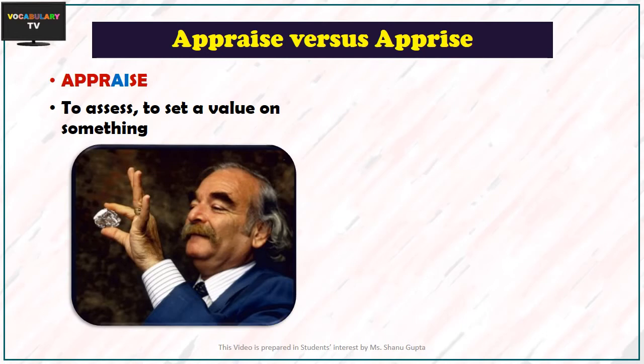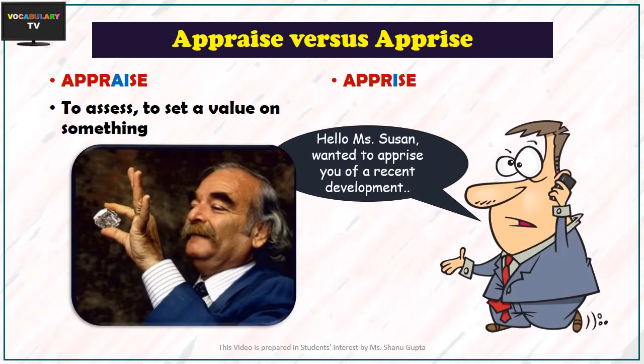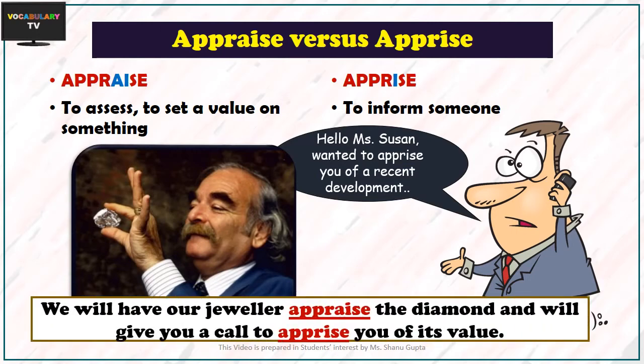The other word is apprise. To apprise means to inform or notify someone. Like you might call up someone to apprise him or her of a recent development. A sentence highlighting this difference in meanings of the two words is, we will have our jeweler appraise the diamond and will give you a call to apprise you of its value.